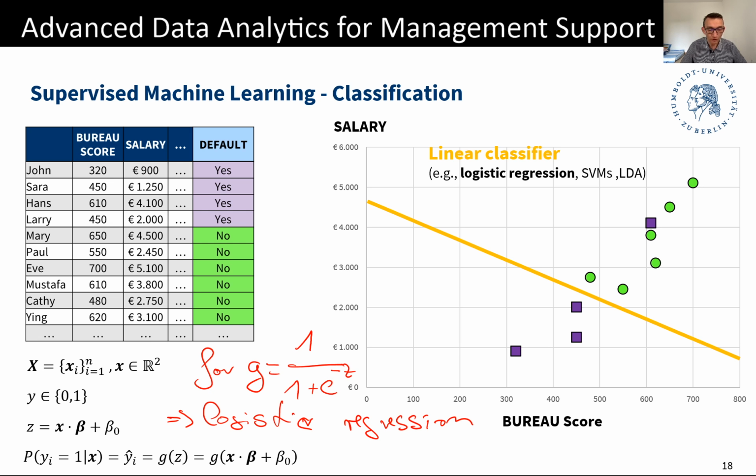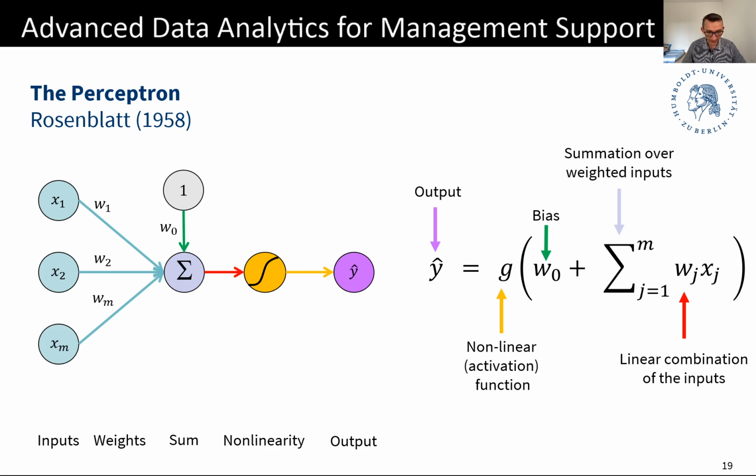Alright, so logistic regression reintroduced. How does that connect to the perceptron? Well, it's very strongly connected because, as a matter of fact, this perceptron thing, which a computer scientist called Rosenblatt invented in 1958, actually is the very same type of model we just revisited.